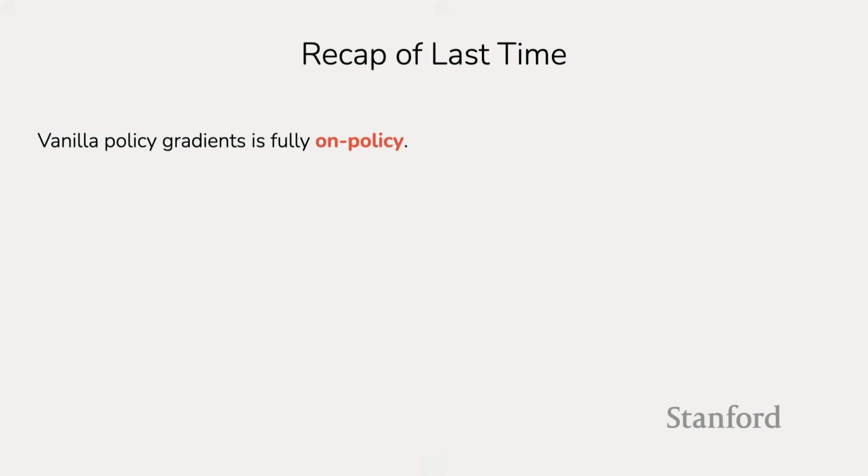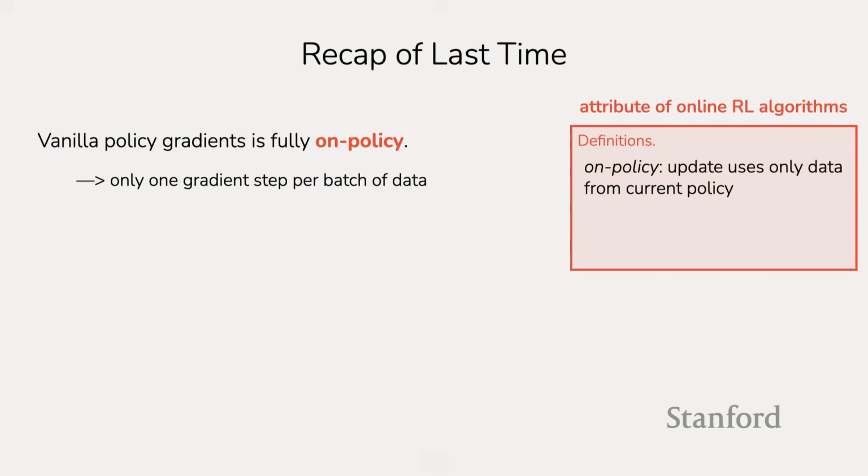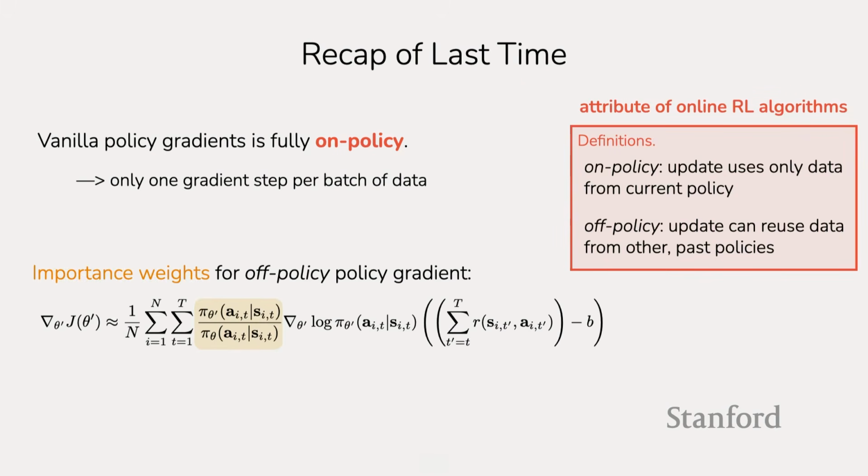Cool. We also talked about how this algorithm is fully on policy. So in order to evaluate this, we actually need to have samples from pi theta, from our current policy. And this meant that we could only take one gradient step per batch of data, which is disappointing because then we'd have to collect a ton of data in order to improve. This brings up the notion of on policy versus off policy algorithms that can reuse data from other past policies. And we started to look at ways to make an algorithm off policy.